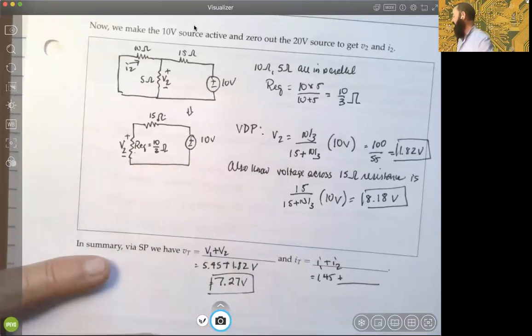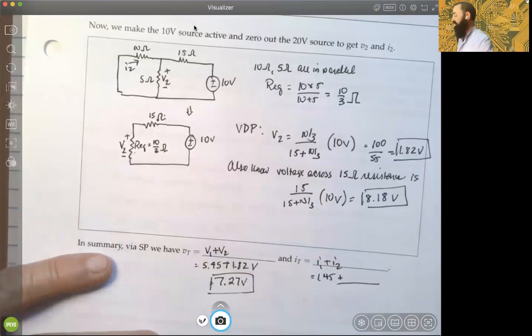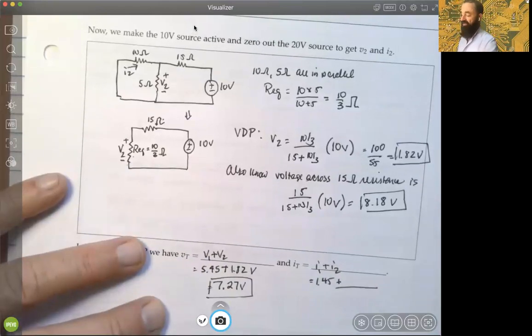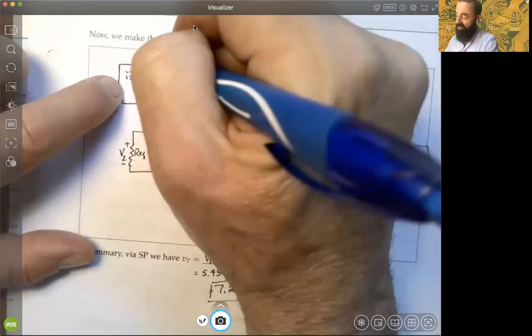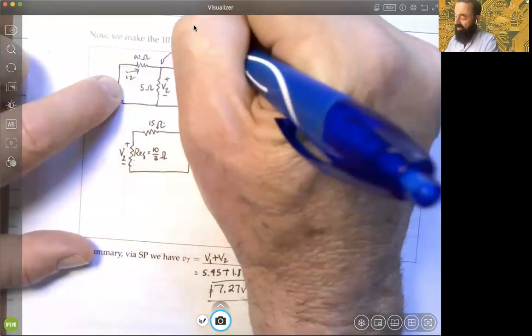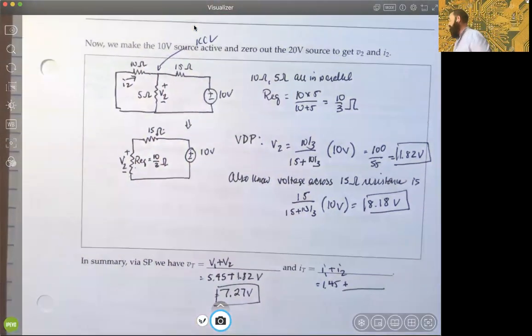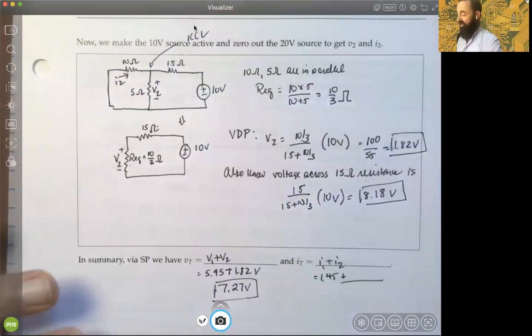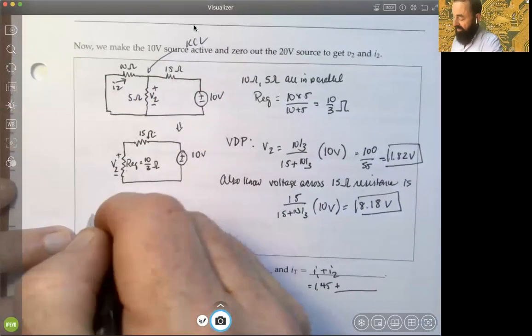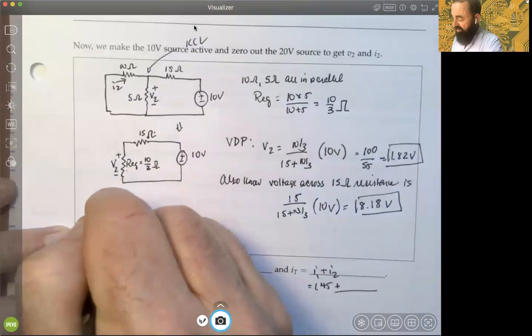All right, and let's go back and do KCL to see if we can get that I2 now. So we're gonna come back and do KCL here, okay? Okay, all right. So just to make a note here, we're gonna apply KCL.